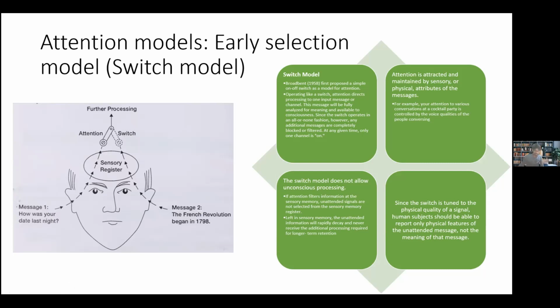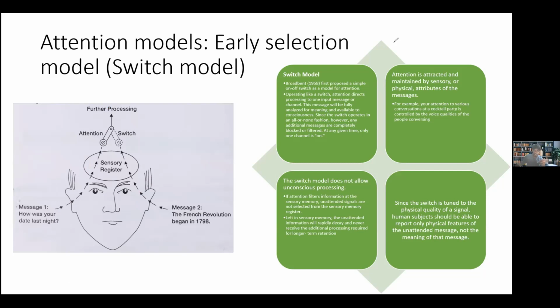So this is the switch model. You switch on to a particular channel or a particular information, and you switch off everything else. So you basically ignore everything else, and those things are not processed at all. If you were to draw this, let's say you're focusing on this one, so this is turned on, so you're only processing this information. This information is not processed at all. So this is the switch model.